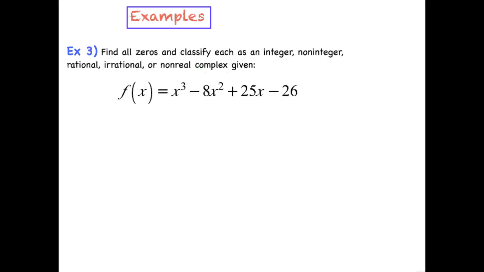Let's look at a different type of example. In this example, we want to find all zeros and classify each as an integer, non-integer, rational, irrational, or non-real complex, given this function. Where do we start? We don't have any zeros. We know there's going to be 3, but we don't see anything. In this case, we can graph this function and try to pull off the integer real zeros.